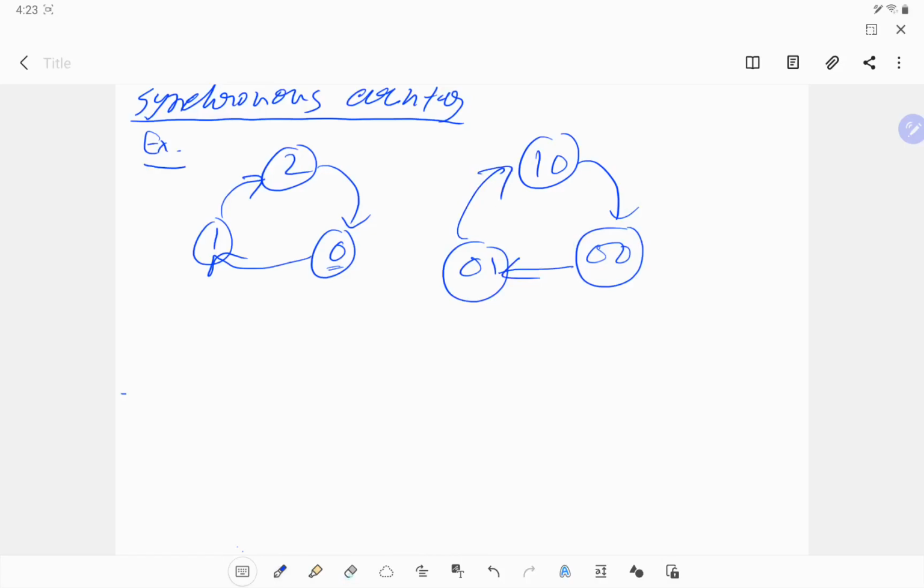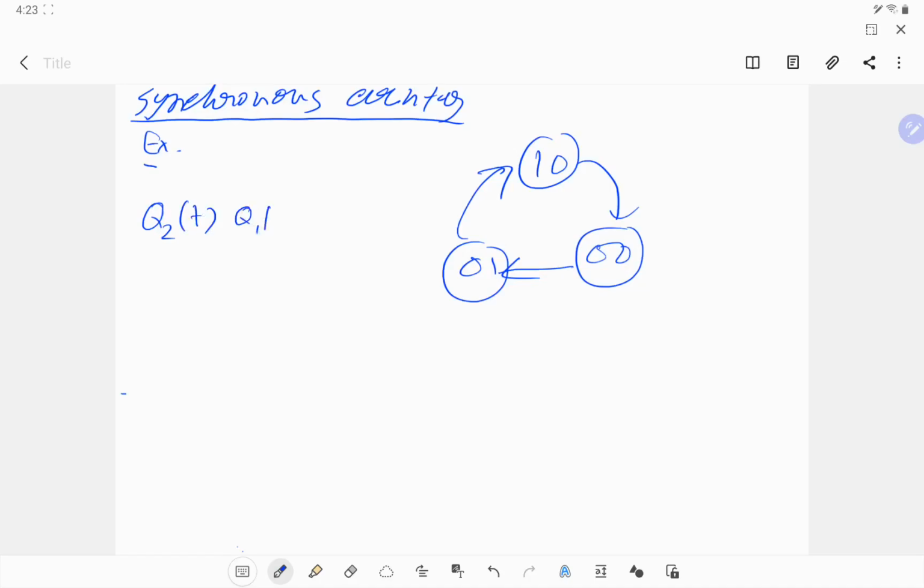So we will need 2 flip-flops, definitely 2 flip-flops. Now we have the state diagram, and we want to find the state table. In this case, we don't have any input, no output, only the present state and the next state. Let's consider 2 flip-flops: Q2 present state and Q1 present state, and then Q2 next state and Q1 next state.